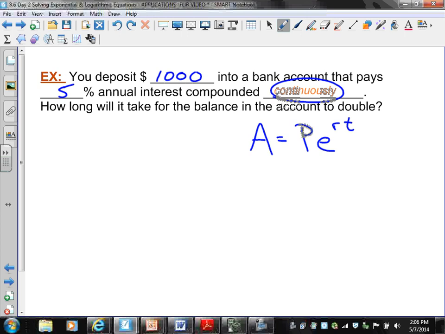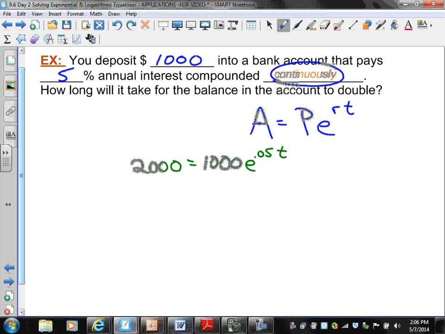Okay, so similar setup. Our money's going to double, so I'm going to finish with $2,000. I'm starting with $1,000, and this time I have e to the 0.05 as my rate times t. Okay, very similar operations. You're going to see this one's a lot nicer. Why is this one a lot nicer? Well, it's because of this base e, right? That base is a lot nicer to use.